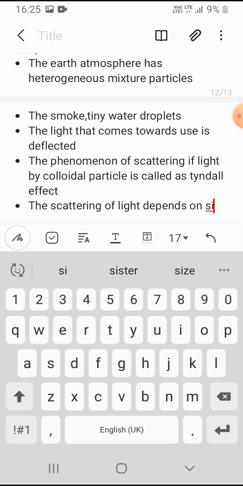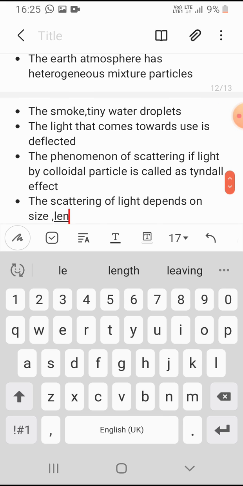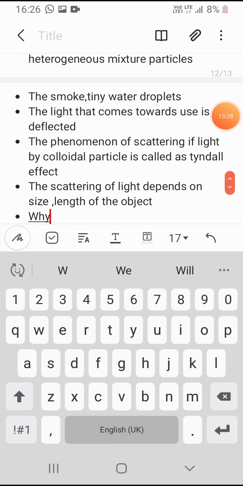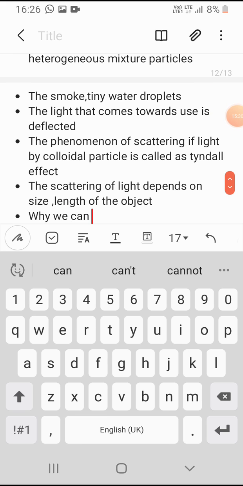See how the size of objects matters here. They have said tiny water droplet. It may be a huge water droplet, or the length of the object, how much length the object has. On that we can say how much scattering of light we can see. So why can we see the blue sky? You may ask, why the blue sky?